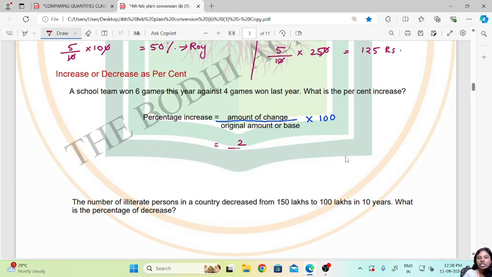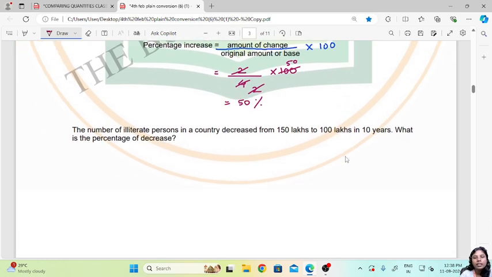So the amount of change is 2. Initially how much they were winning? They won 4, and this will be 100. So 2 2s are 2, 2 5s are 10 and 0. So percent increase is 50%. 50% has increased. Okay. Now let's look at the next one.